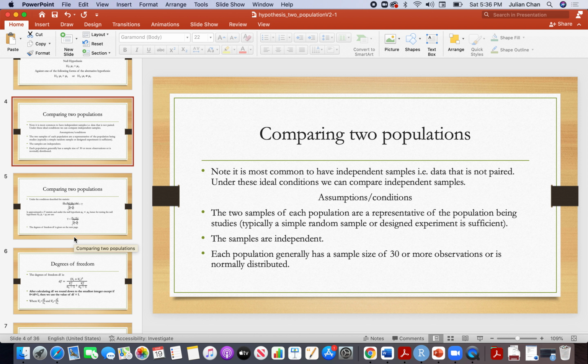When comparing two populations, the question concerning hypothesis tests is, are the two means of each population equal? And the alternative comes in one of two forms. Either the alternative is that one mean is greater than the other, or that the two means are not equal.